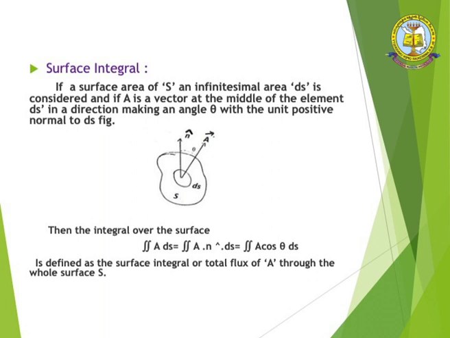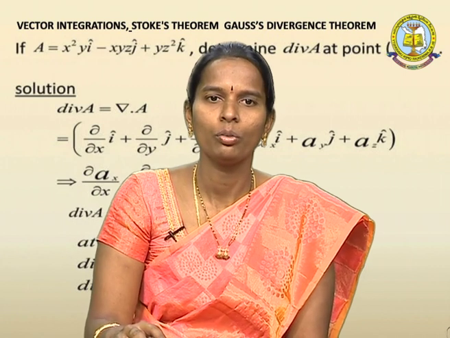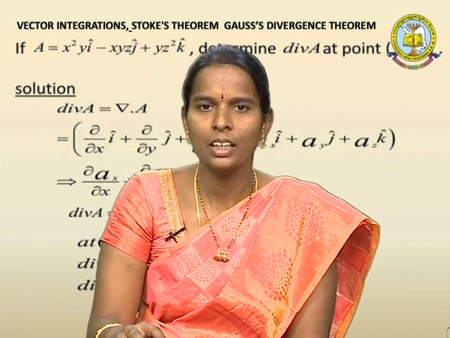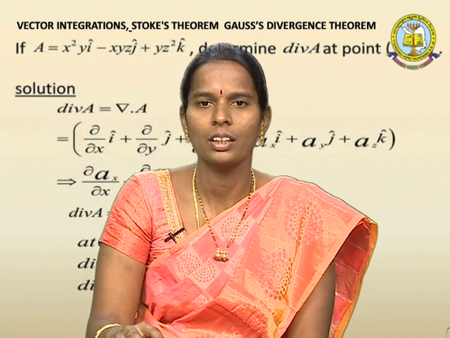So this is the integral over the whole surface, the surface integral of A dot ds, where ds is the surface area as a vector. So the surface integral of A dot ds is equal to the surface integral of A dot n cap ds, which is A cos theta ds, where theta is the angle between them. This is defined as the surface integral, or the total flux of A through the whole surface S. The surface integral of A dot ds is equal to the surface integral of A cos theta ds.